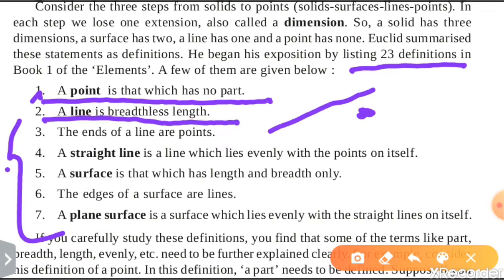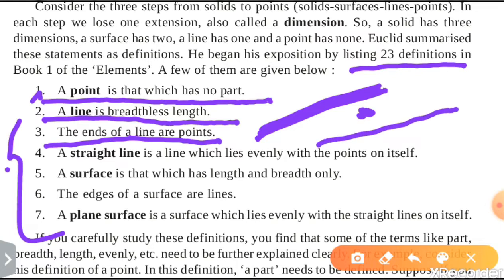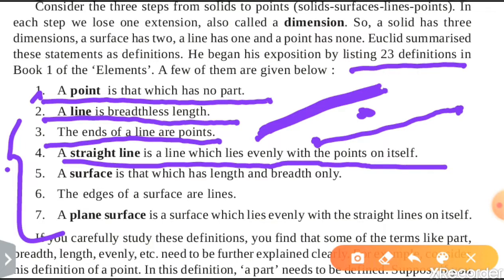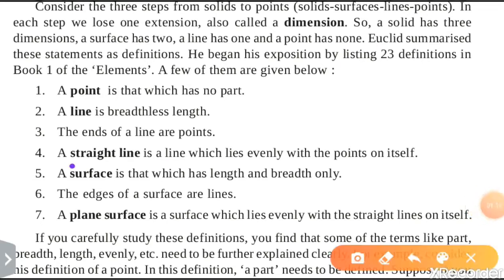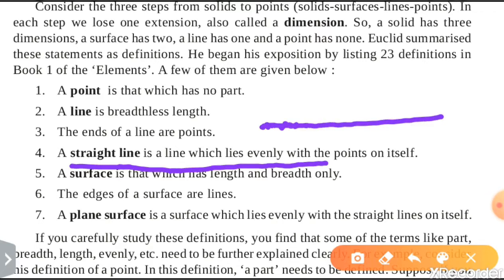You can see that if we are talking about only a line, it has only length, no breadth. Now, the ends of a line are points. If you draw a line segment and you see the end points, there are 2 points at the ends. A straight line is a line which lies evenly with the points on itself. So in this it is said that the straight line lies evenly, meaning at equal distance. If you draw a straight line, you can see that all the points are lying at an even distance.